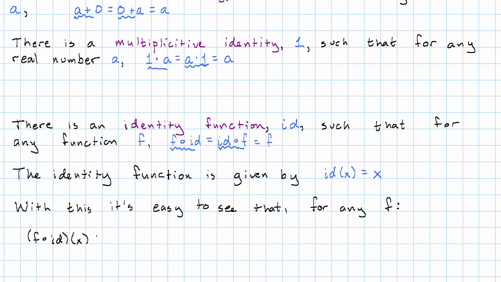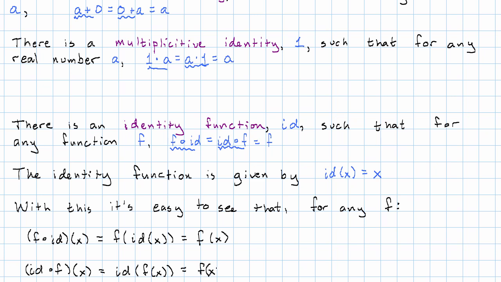If we take f composed with the identity, right, well, that's just f of the identity of x, which is just f of x. On the other hand, if we take the identity composed with f, that's just the identity applied to f of x. What does the identity do? It takes its input and gives it back. So again, that's just f of x. So with this definition, this really functions as an identity function.